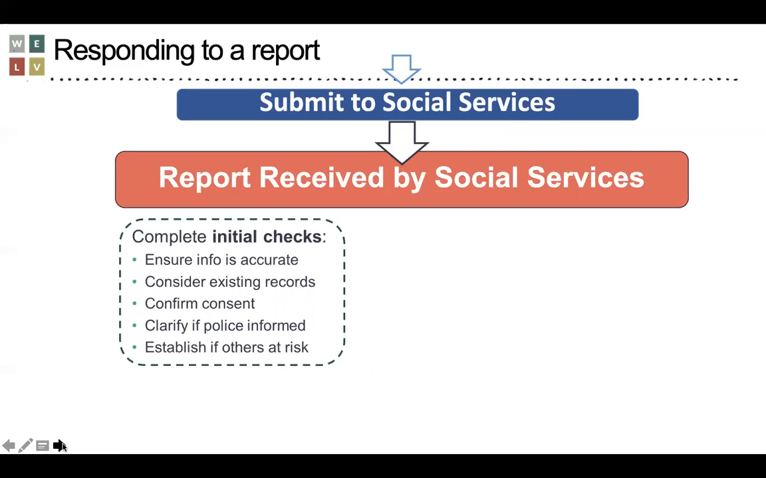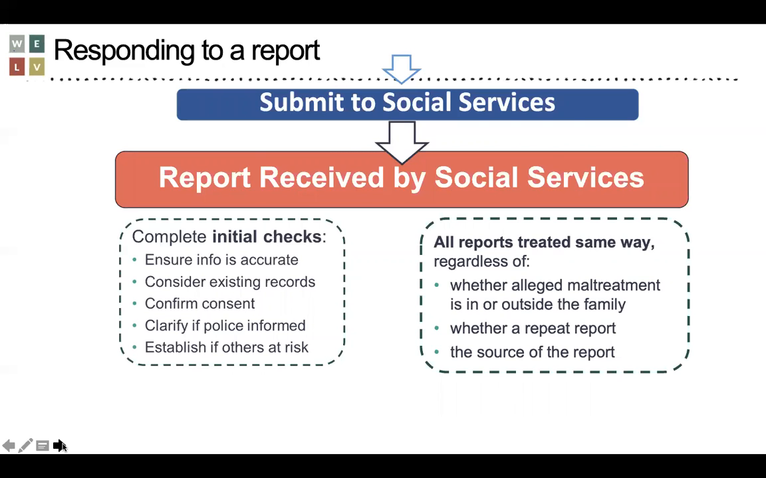As part of those checks, they will ensure the information is accurate, consider any existing records they may hold as a social services department or more widely in the local authority, confirm whether consent has been obtained from the individual adult at risk, clarify if the police have been informed, and establish if there are other individuals at risk. All reports received by social services will be treated in the same way, regardless of whether the alleged abuse has taken place inside or outside the family, whether it is a repeat report on the same individual, and regardless of the source of the report.